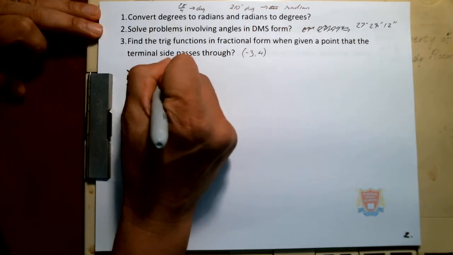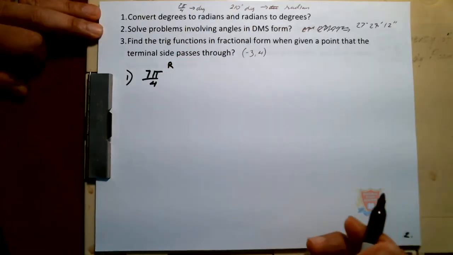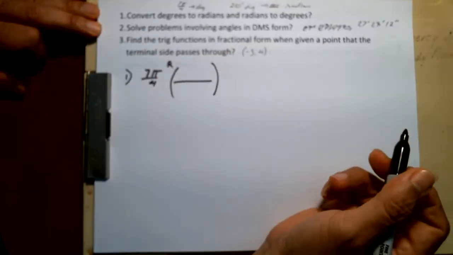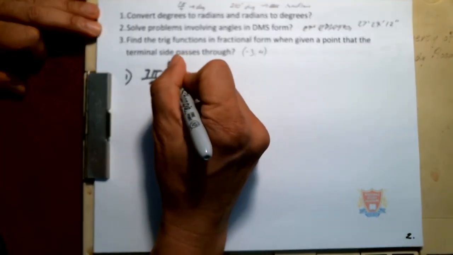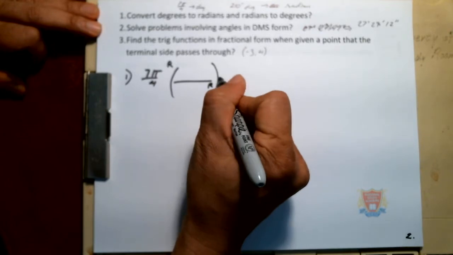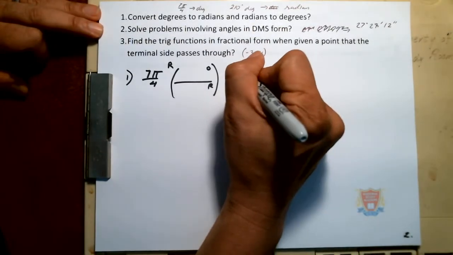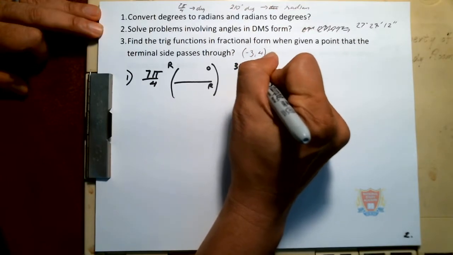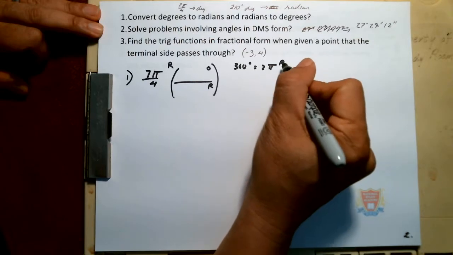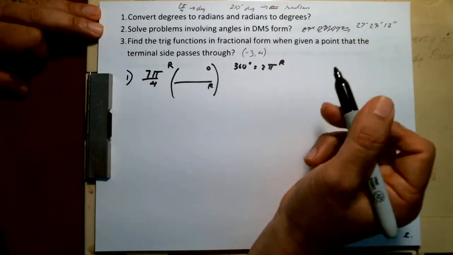7 pi over 4. This is in radians because there is no degree symbol here. To do this, you have to use stoichiometry. The conversion factor is, since the radians is in the numerator, you have to put radians in the denominator. Cancel those out, you have to put degrees here. We know that 360 degrees is equal to 2 pi radians. I'm going to put R for radians. I'm not going to use R anymore because if there's nothing there, that means it's radians.